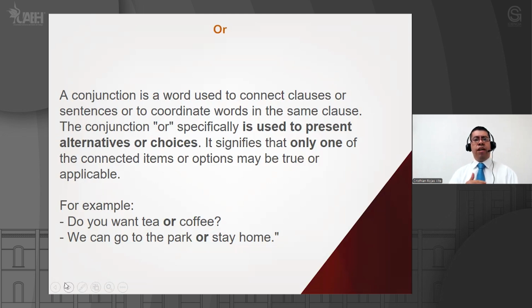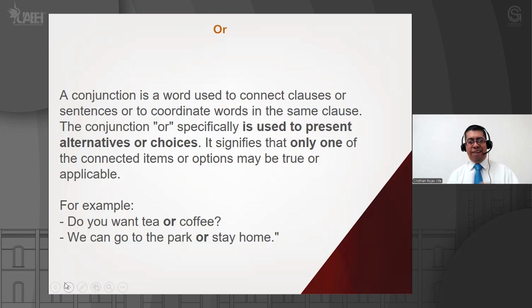So right now, in this example, a person is offering you one of these two options, but you need to select only one. And that's why the person is presenting you with the two options using or. Once again, I'm going to repeat the question. Do you want tea or coffee? And then this is your final decision.